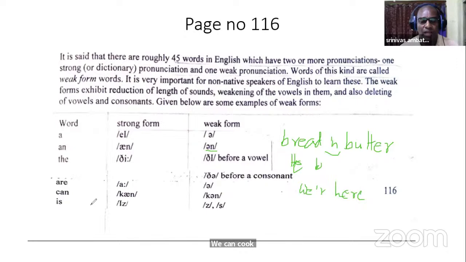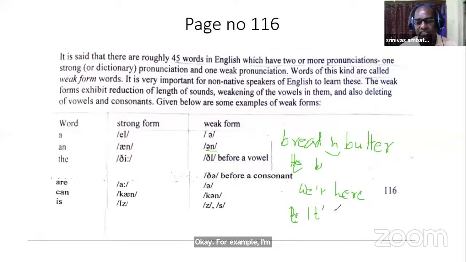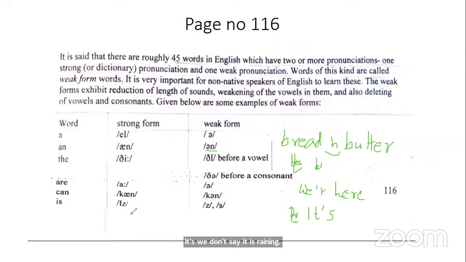"Is". In the weak form, you don't say "is". Only in the strong form is it "is". For example, it's raining now. We don't say "it is raining". To say it clearly, you will say "it is raining". It's not very important, you will say it's raining, sir. Let us not go out.